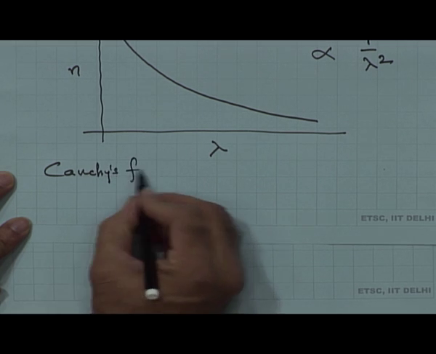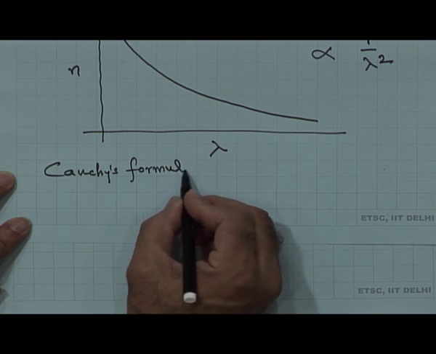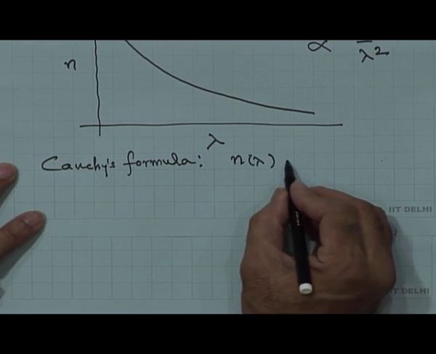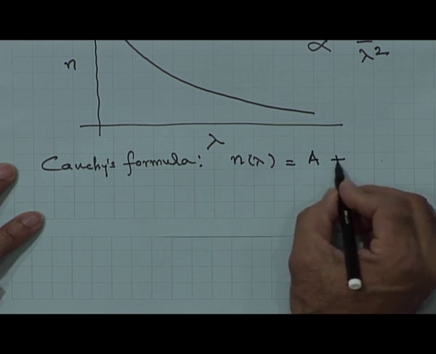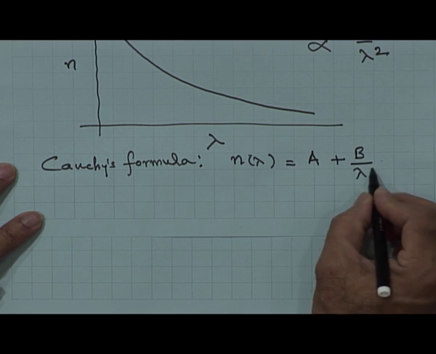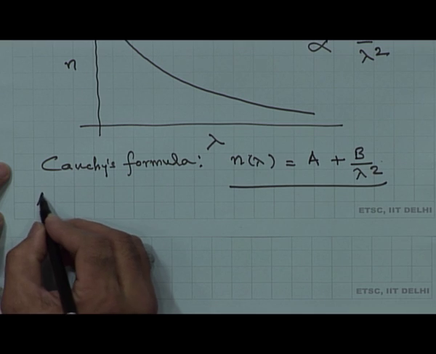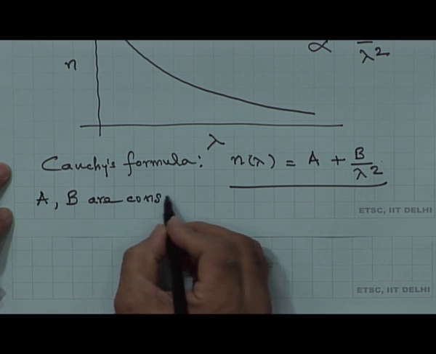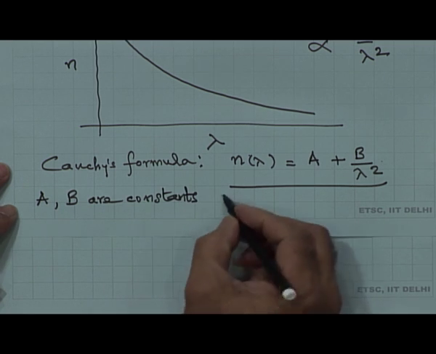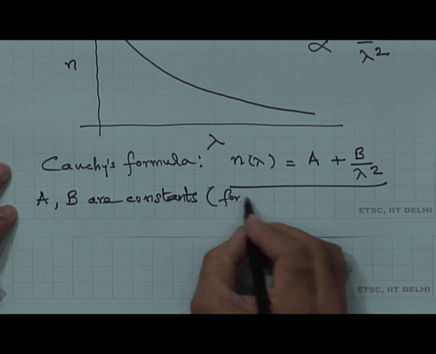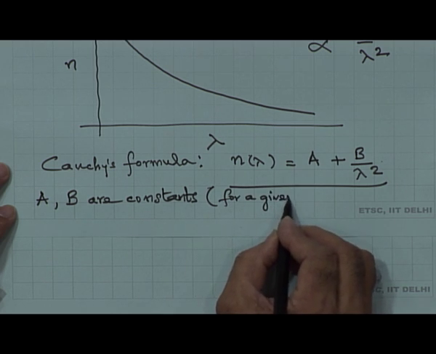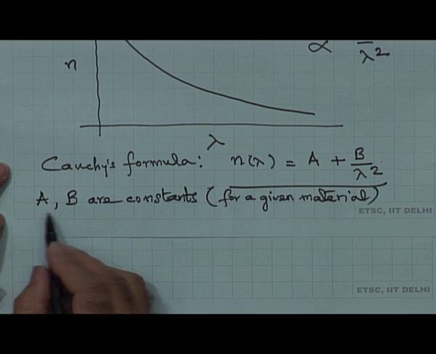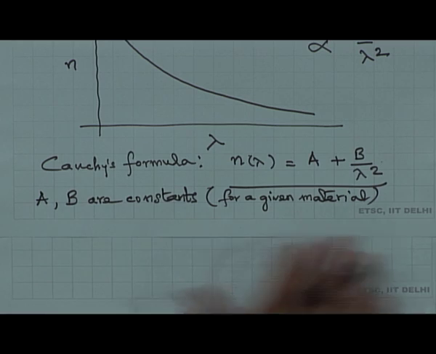Cauchy's formula: n of lambda is equal to A plus B by lambda square, where A and B are constants. They are constants for a given material, not universal constants. They are also called Cauchy's constants.